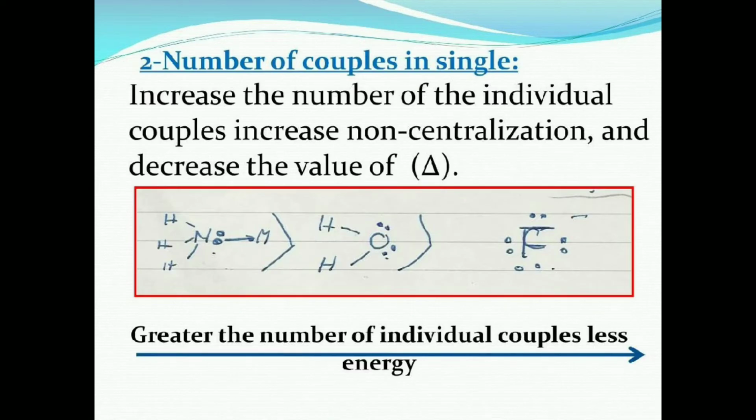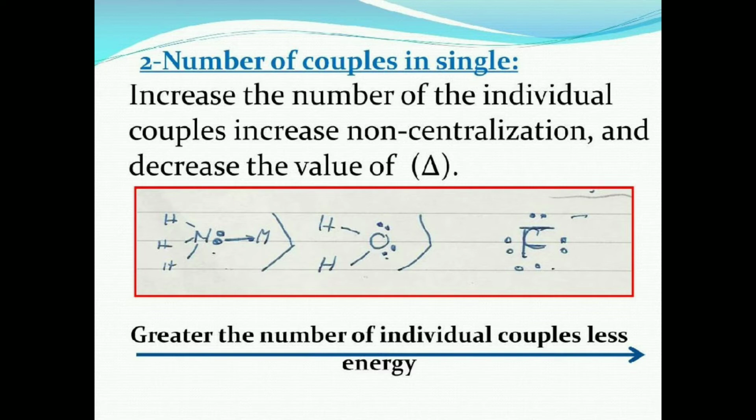Now the second important factor is the number of lone pairs on the ligand. An increase in the number of lone pairs increases the delocalization and decreases the value of delta. That means the number of lone pairs in the complex shows an inverse proportionality to the value of delta.